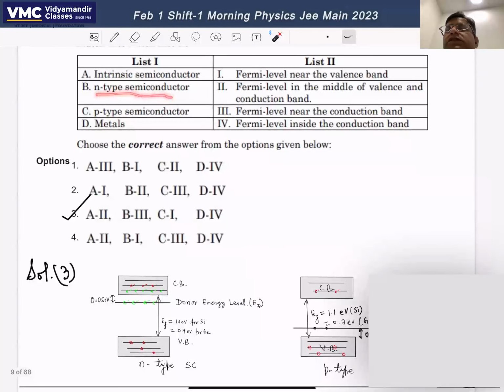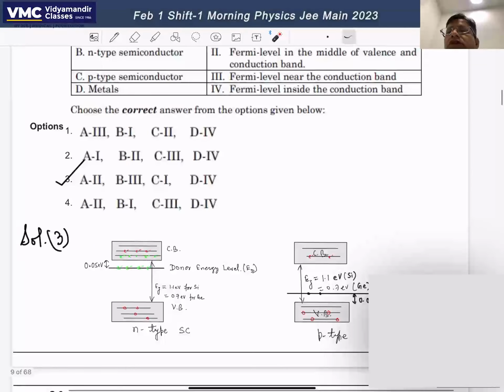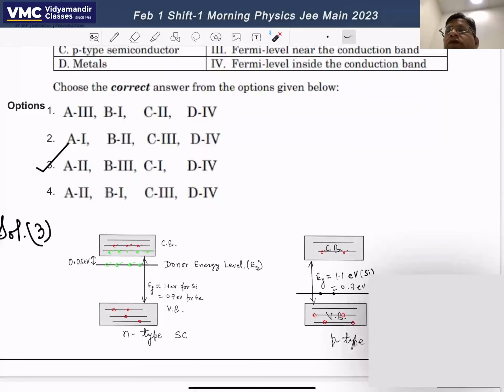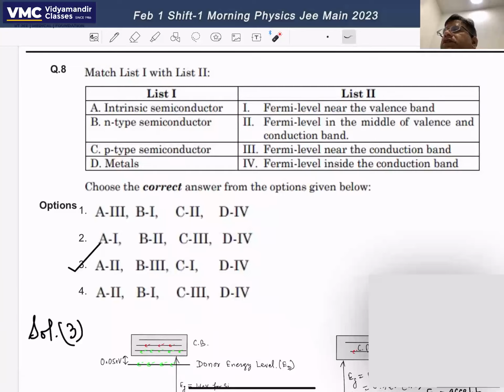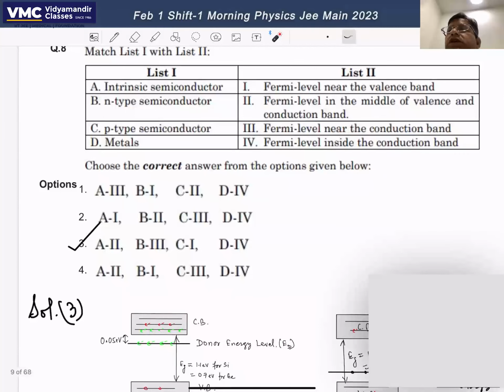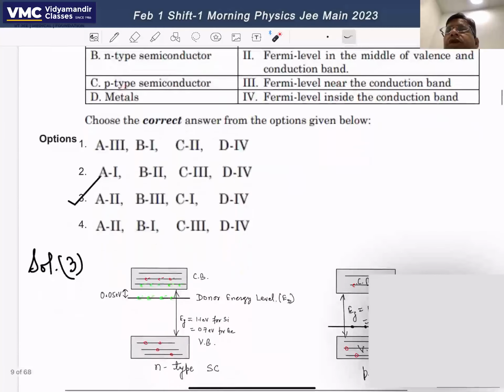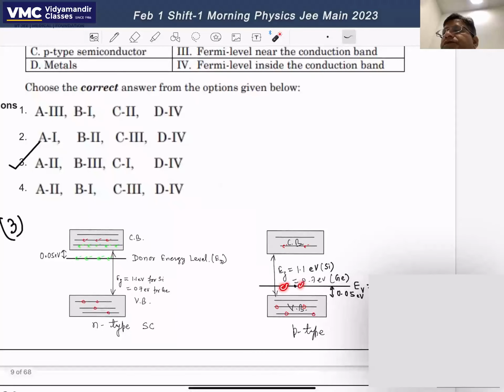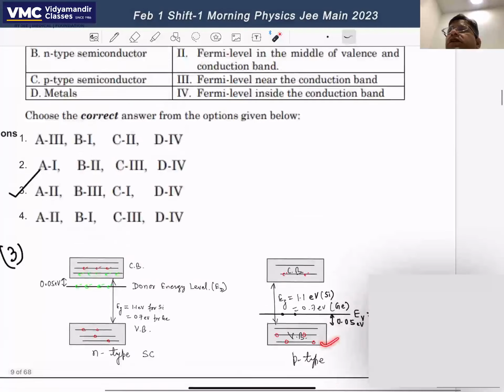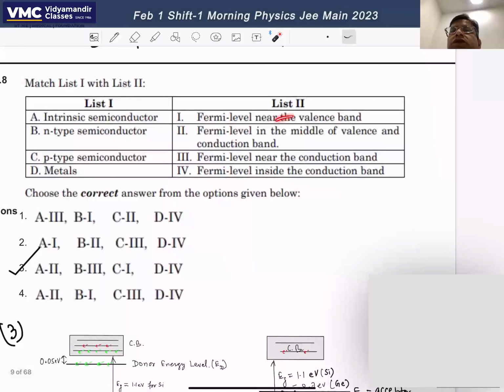Next, for n-type semiconductor, doping is done having excess electrons. That causes a donor energy level, that is, a Fermi level closer to the conduction band. So B, n-type, near the conduction band, will have the third option. Then for p-type, doping is done so that holes are created, nearer to the valence band. So p-type will be option 1.